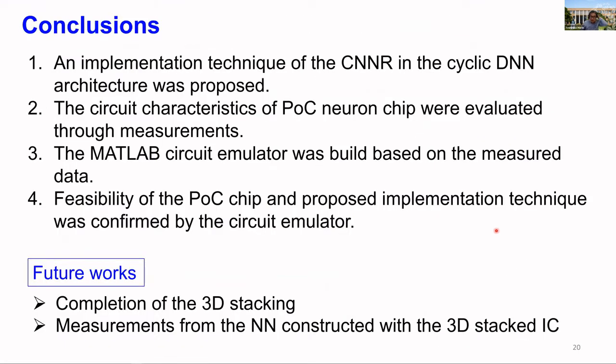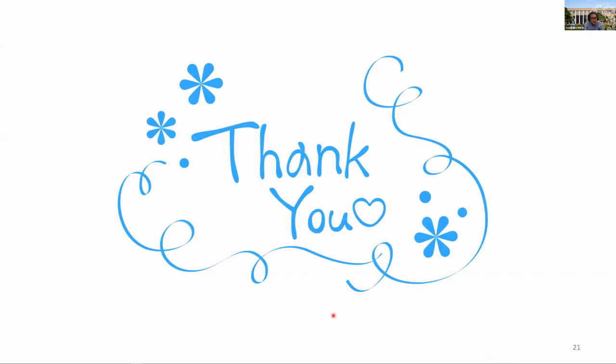Okay, let me conclude my talk. We proposed an implementation technique of chaotic neural network reservoir neural network in a cyclic DNN architecture, and a proof of concept chip was measured and evaluated, and based on the measurement, we made a MATLAB circuit emulator. And from the MATLAB circuit emulator, the feasibility of the chip and also the proposed implementation technique was confirmed. And as future work, we will complete the 3D stacking, almost complete right now, but we will measure that resulting stacked chip. And that's all. Thank you very much.